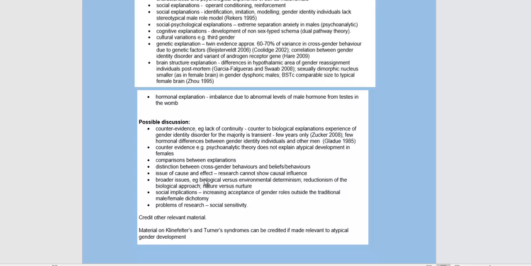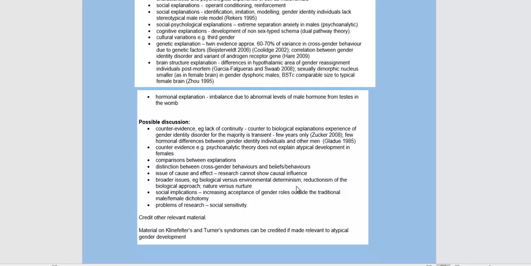Also, some of the research being correlational, so not showing causal links, but also this is definitely worth mentioning, the real distinction between their cross-gender behaviours, but also their real beliefs, their behaviours. All right, so there's a difference between maybe cross-dressing and them actually identifying as the opposite sex. Okay, and it's important that we get that across.